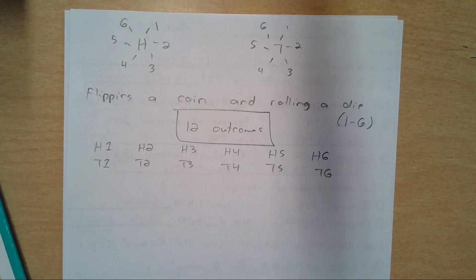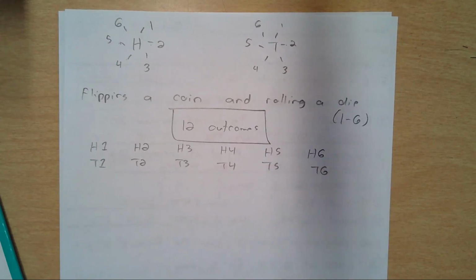But there's no event that I haven't covered. One of these 12 things will always happen if I flip a coin and roll a die. What else could possibly happen that I haven't already listed out here? I could get a heads on a 4, a tails on a 2, and on and on it goes. There's nothing I haven't covered. One of these 12 things is going to happen every time I flip a coin and roll a die. Right?